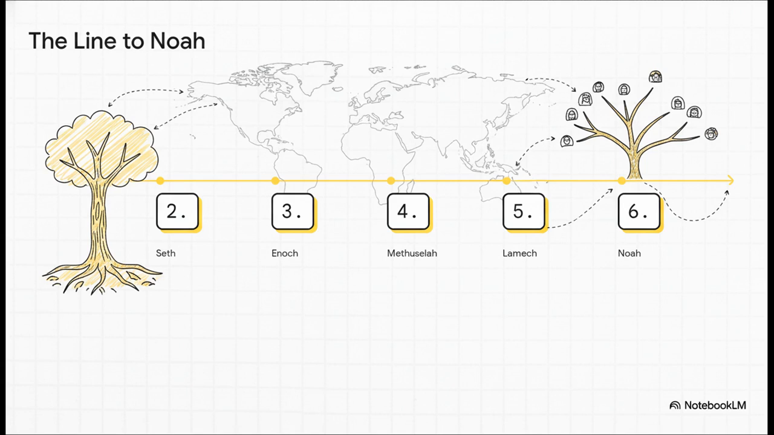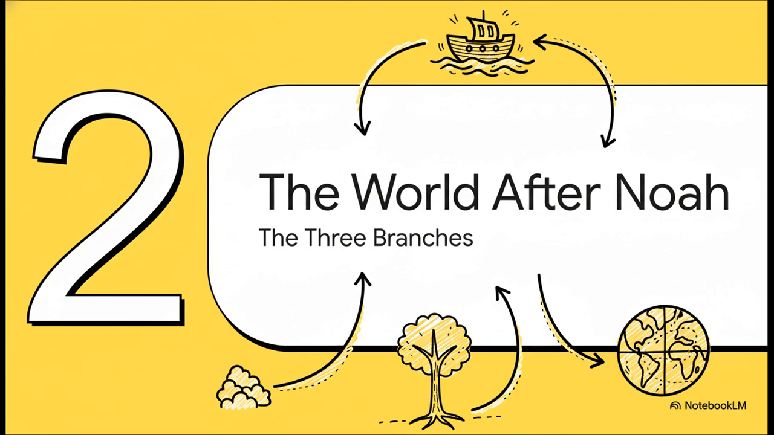In this worldview, it connects all of humanity, doesn't matter where you are on the map, back to a single origin point. Think of it like the main trunk of the entire human family tree, right before it splits off into its major branches. Because after Noah, the story just fractures.